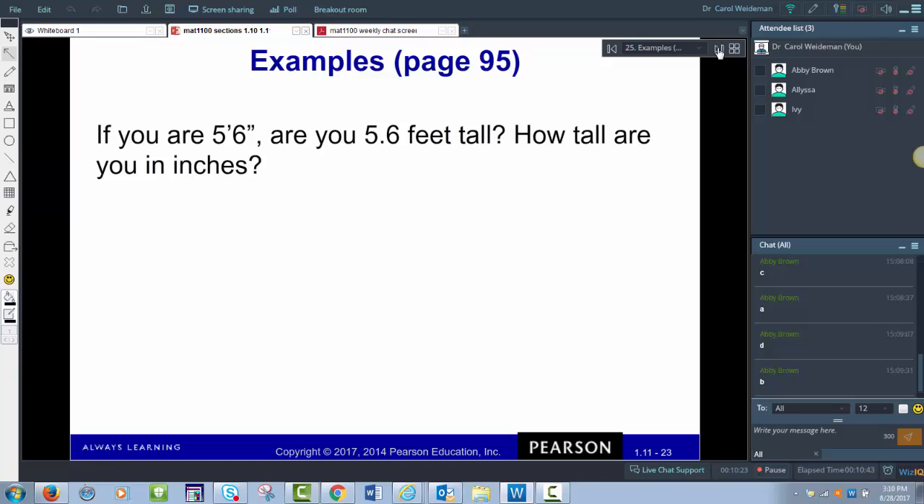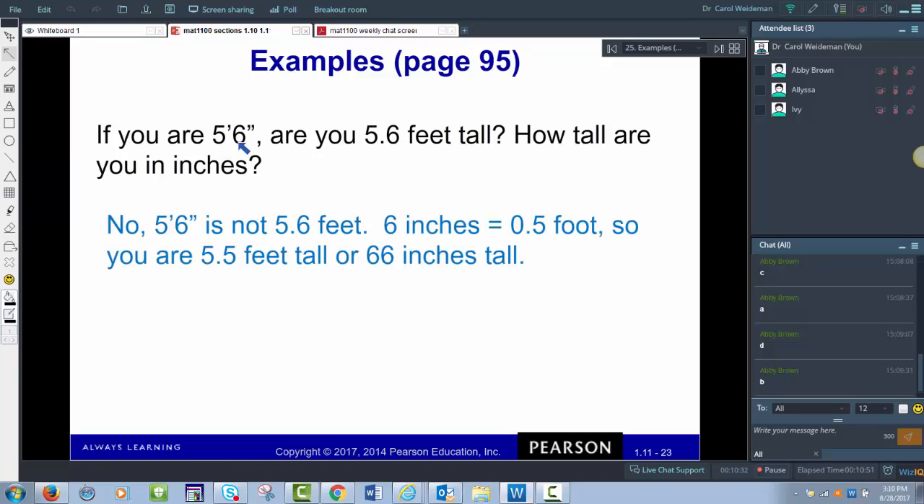If you're 5'6" tall, are you 5.6 feet tall? How tall are you in inches? All right, let's do the first part first. No, 5'6" is not 5.6. 6 inches is actually a half a foot. So if you're 5'6", which I am, I would be 5.5 feet tall, or 66 inches.